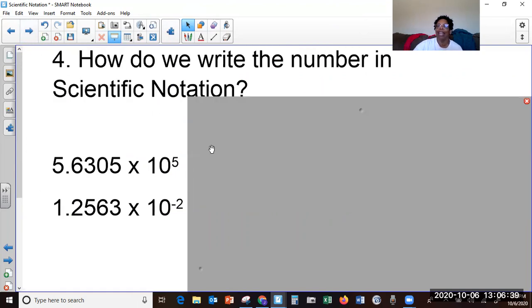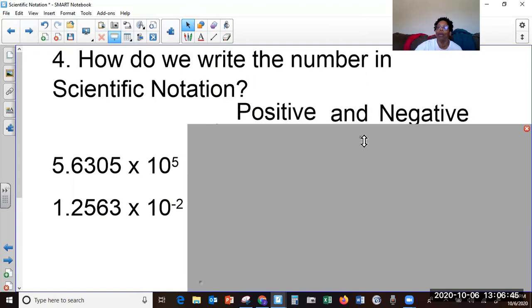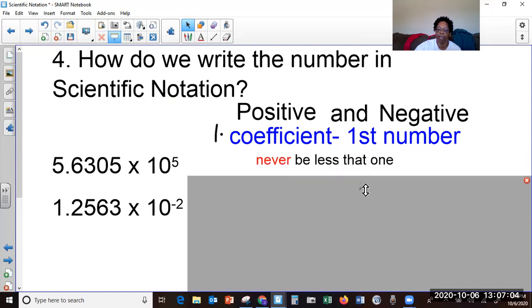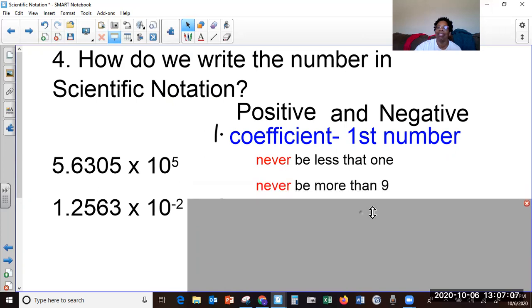And then the next question is, how do we write the number in scientific notation? Well, whether the number is positive or negative, there are 3 important things to think about. First, the coefficient. That's the first number here in the coefficient, the first digit. The first digit is never less than 1, and it's never more than 9. It can be 1, it can be 9, but it can never be less than 1 or more than 9.